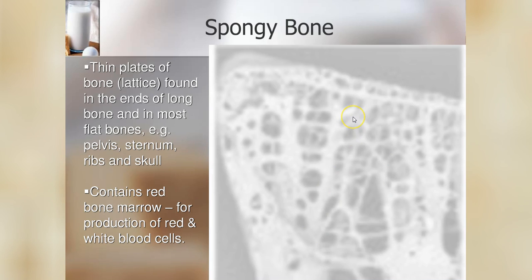So spongy bone is thin layers of bone, and of course we've got the marrow that's found in between them there, and you'll see a wee video on this in the main presentation that's found on Moodle. I'm not going to go through the whole thing today, but you'll actually see how this bone is formed and made and its location within the bone.